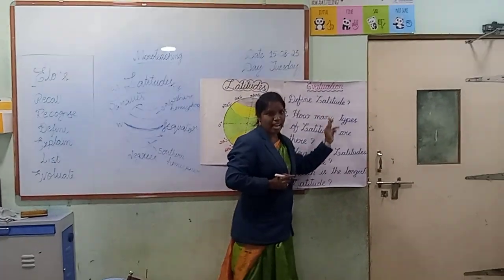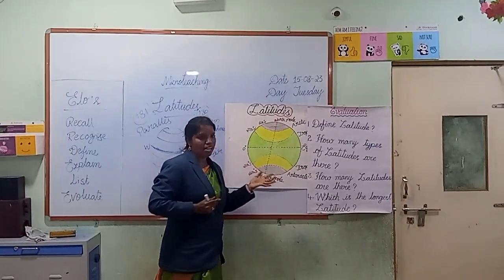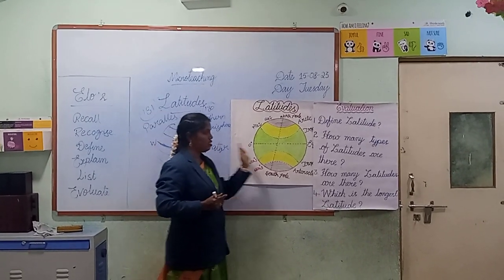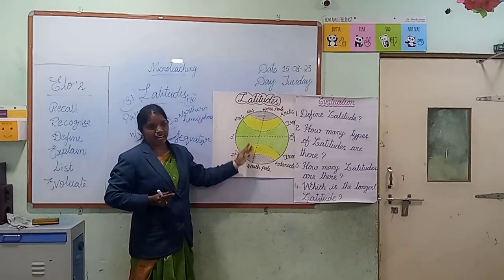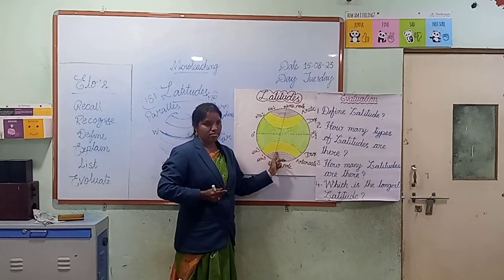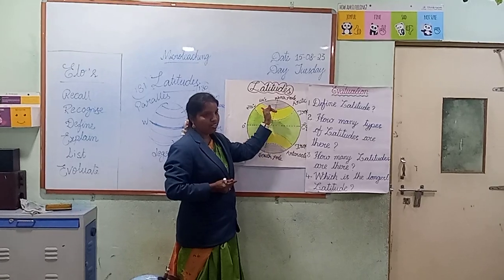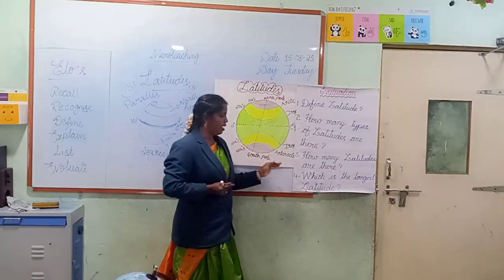Now this is the evaluation time. Define latitudes. What is the meaning of latitude? The imaginary horizontal lines that run from east to west. How many types of latitudes are there? 5 types. What are they? Equator, Tropic of Cancer, Tropic of Capricorn, Arctic Circle and Antarctic Circle.